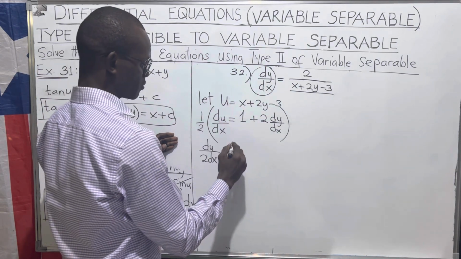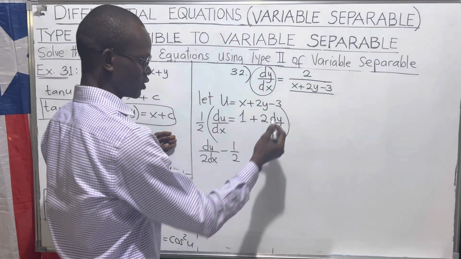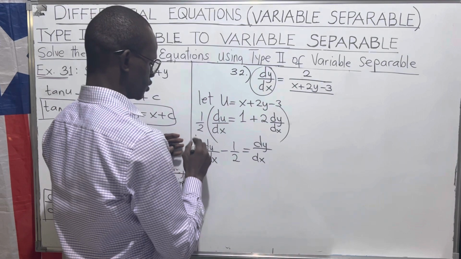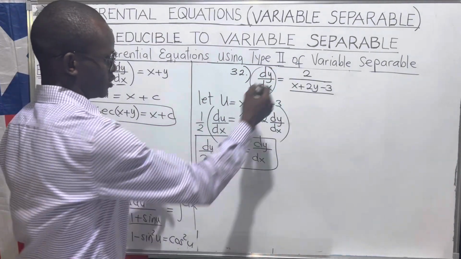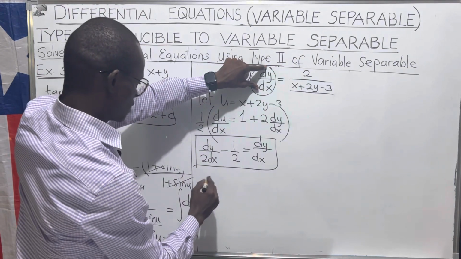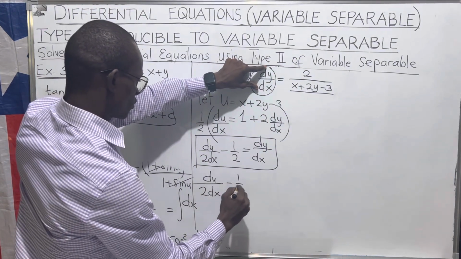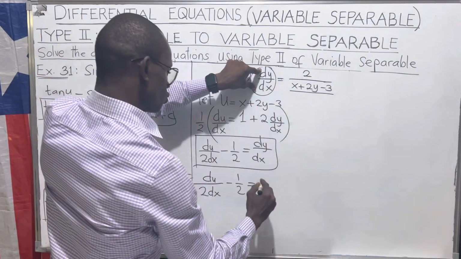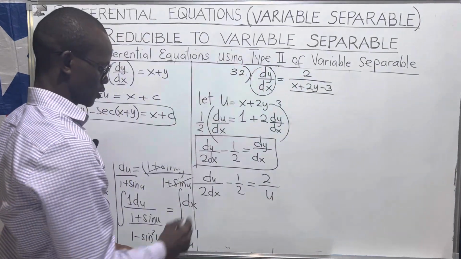If we send it across, it becomes minus 1 over 2. This time this now becomes just dy by dx. So we have already solved for dy by dx. Now let's put it in. So dy by dx now is du all over 2 dx minus 1 over 2 is dy by dx equals 2 all over this entire thing, which is just u.